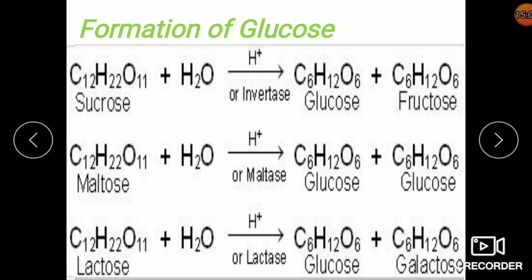Next, formation of glucose. Where can we get the glucose from? See, we can take a disaccharide. Disaccharides on hydrolysis produce two simple carbohydrate molecules. So if you start with sucrose, the formula is C12H22O11. On acid hydrolysis, it will add water in the presence of acid or an enzyme, and form glucose and fructose.